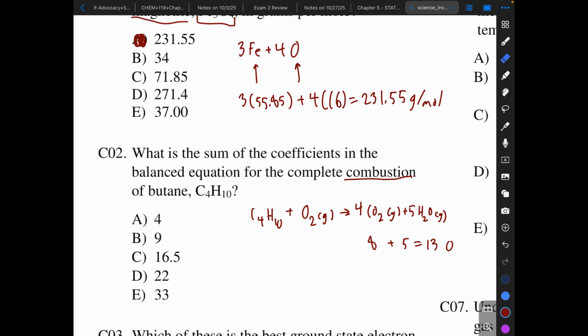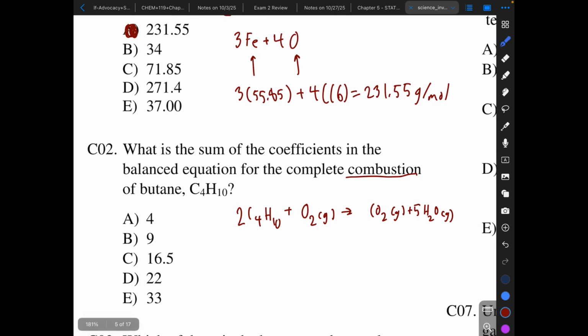is we can actually multiply the entire equation by 2. Multiply every coefficient except O2 by 2. So let me demonstrate. We have 1 times 2 is 2, so we have a 2 in front of the butane. Instead of 4 CO2, we'll have 8 CO2. And instead of 5 H2O, we'll have 10 H2O. And look what happens when we do that. All the previous atoms will stay the same. Now we have 8 carbon, 20 hydrogen.